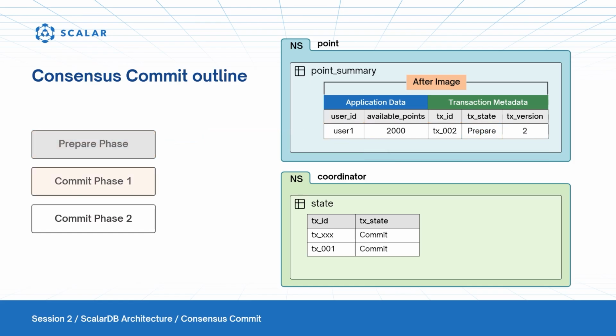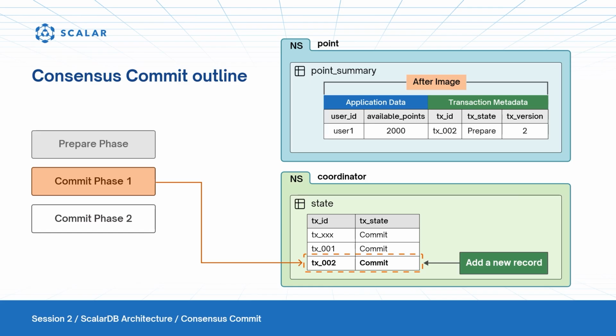Next is commit phase 1. In this phase, ScalarDB writes the transaction ID and transaction state as commit to the coordinator.state table, which indicates that the transaction has been committed. If commit phase 1 is successful, the transaction is always committed.